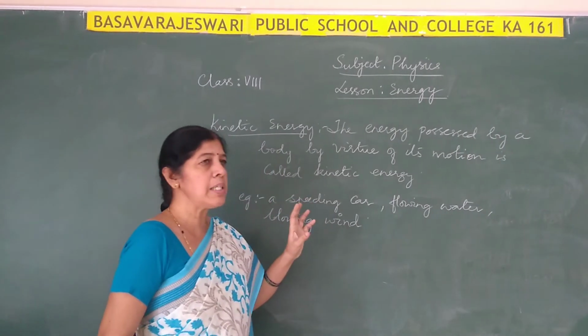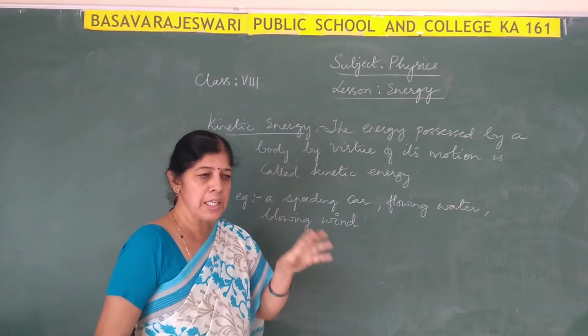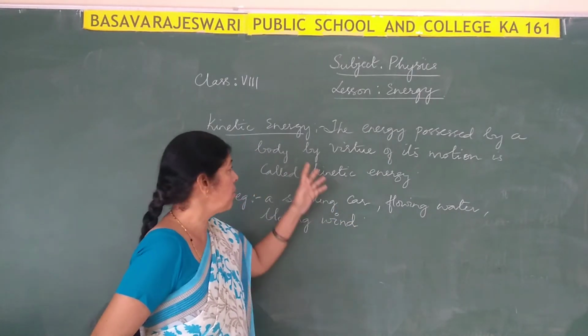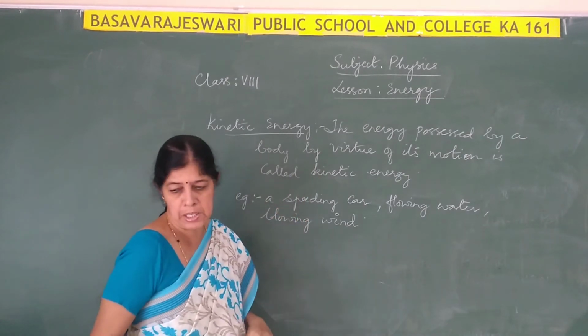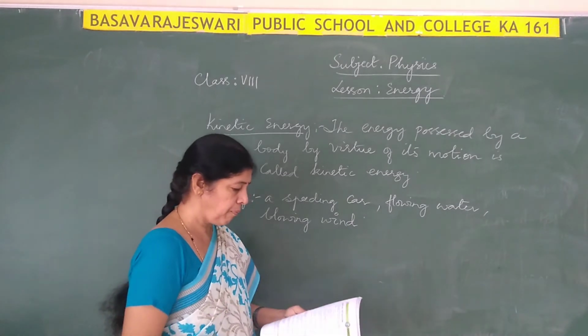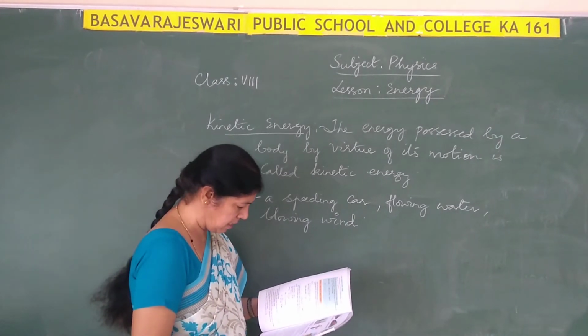Any body which is at rest will have potential energy. The same body, when it starts moving, will have kinetic energy. So this is the definition and a few examples. You can refer to the textbook also for a few more definitions. Please note the definition and examples.